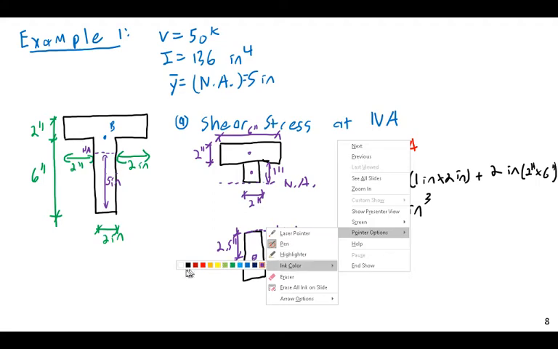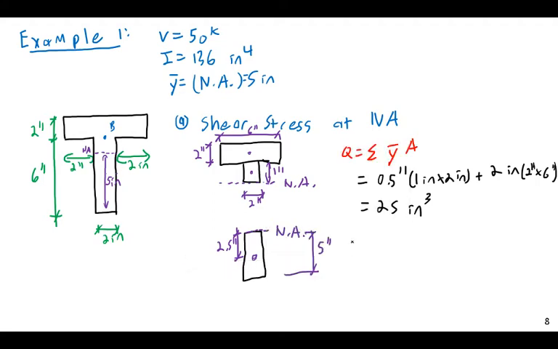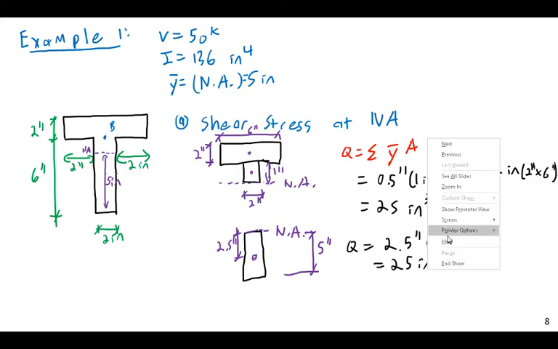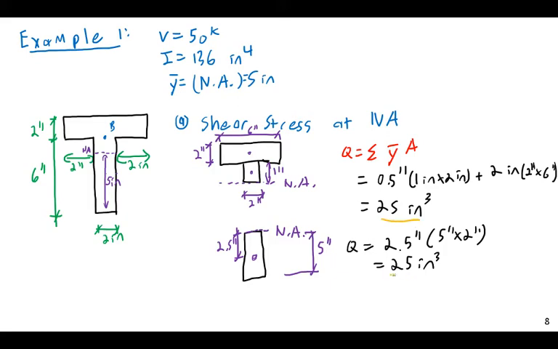And we will see something very interesting. It's the same formula. So Q equals y bar, which is 2.5, the distance from the neutral axis to the centroid of the piece, times the area, which will just be 5 inches times 2 inches. Hey, and what do you know? This is 10 inches. 10 times 2.5 is 25. Would you look at that? It's like I knew it was going to happen. 25 inches to the third and 25 inches to the third.